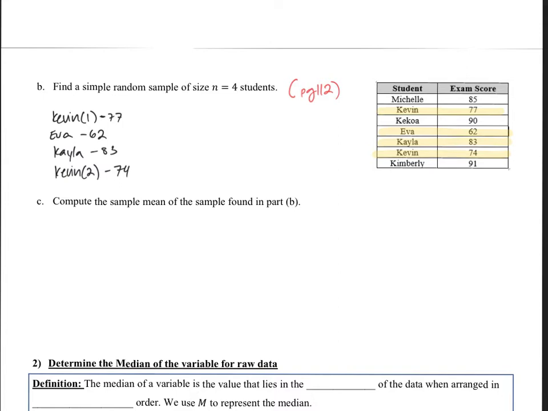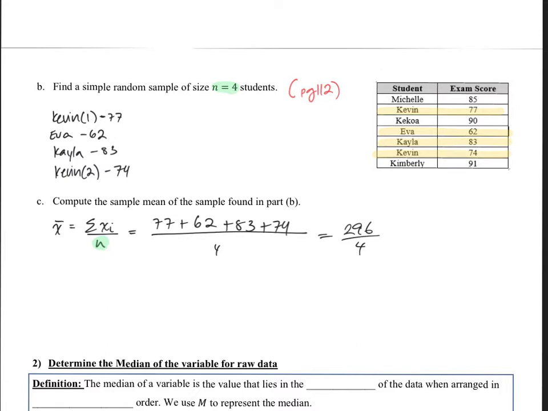So the only real difference between the way we compute these is basically the number of values we have. The sample mean, x bar, is going to equal the sum of all our xi values divided by n. So all of our values, 77 plus 62 plus 83 plus 74 divided by n, which is 4. And what do we get? All right, 296 divided by 4.